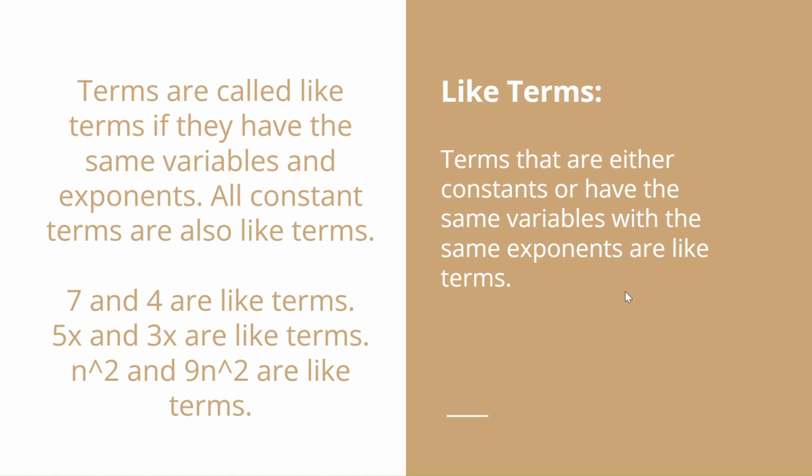But remember, for example, 4n and 3x: even though they both have one variable, they have different variables. One is x, one is n, so they are not like terms.